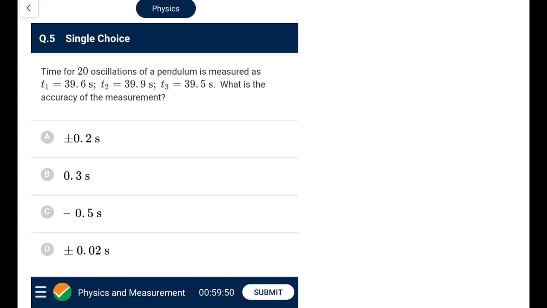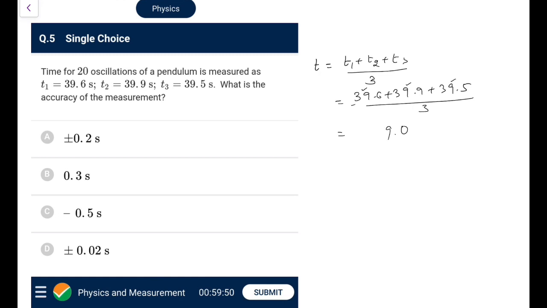So first of all, the average value of this t would be t mean, which I write as t1 plus t2 plus t3 divided by 3. So this is 39.6 plus 39.9 plus 39.5 divided by 3. If I solve it, it comes out as 119 by 3, which is 39.66 something.